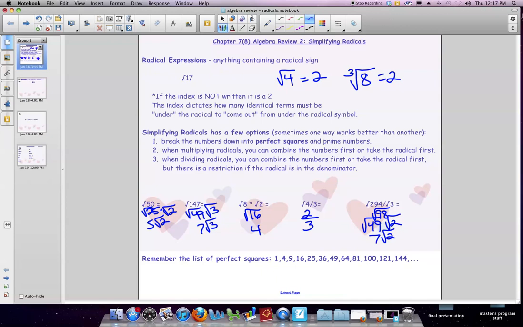There is a restriction on dividing by square roots. When you have a square root in the denominator, it cannot stay in the denominator. In your final answer, you cannot have a square root in the denominator of a fraction. So if I hadn't divided these and gotten 98, I would have had to get rid of the square root of 3 anyway. The way that we do that is something called rationalizing the denominator.